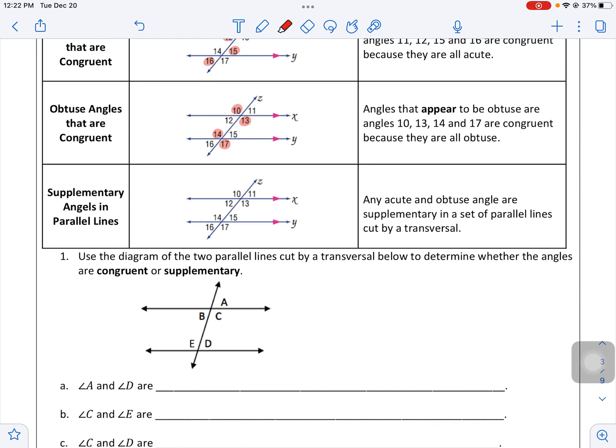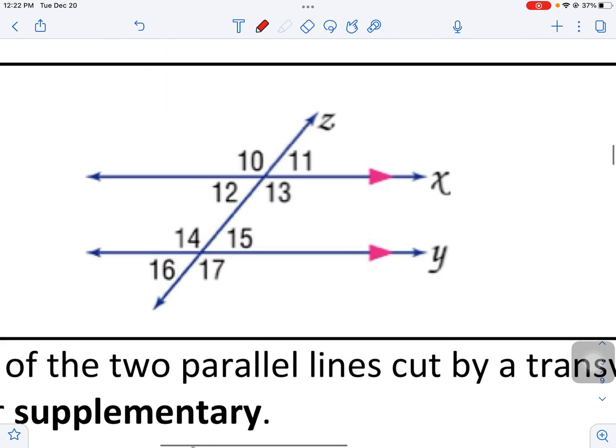Then we're talking about supplementary angles in parallel lines. So supplementary, remember, supplementary means they add to 180 degrees. So any acute and any obtuse angle are going to be supplementary in a set of parallel lines cut by a transversal. So for instance, this one is obtuse and this one is acute. So they're going to be supplementary. They will add to 180.